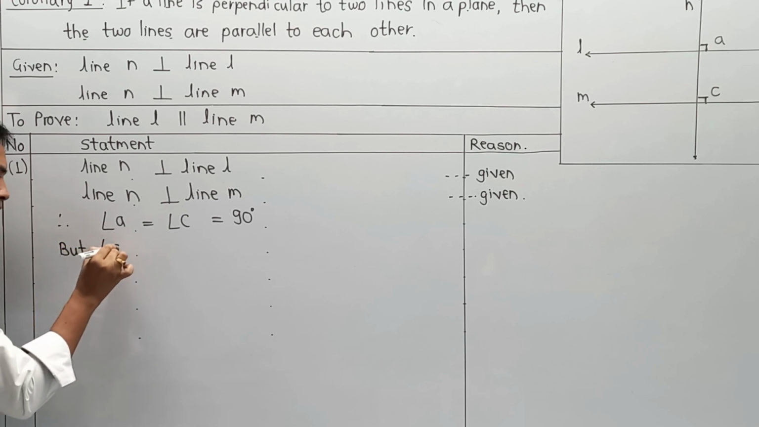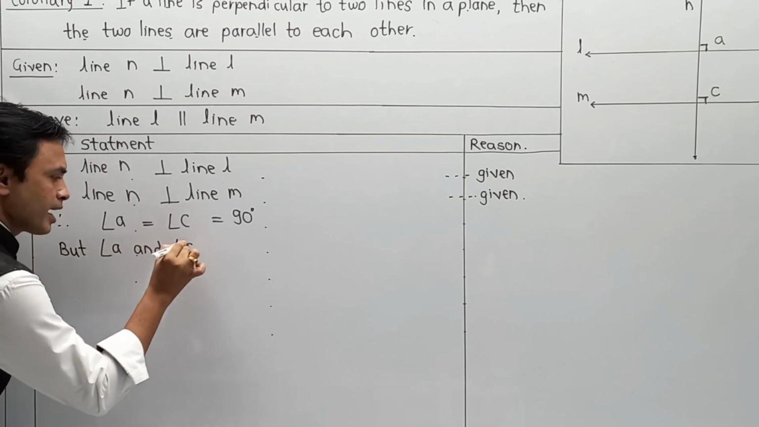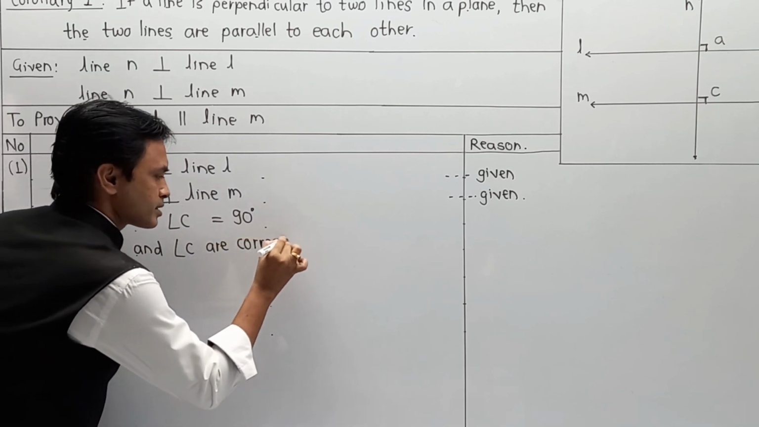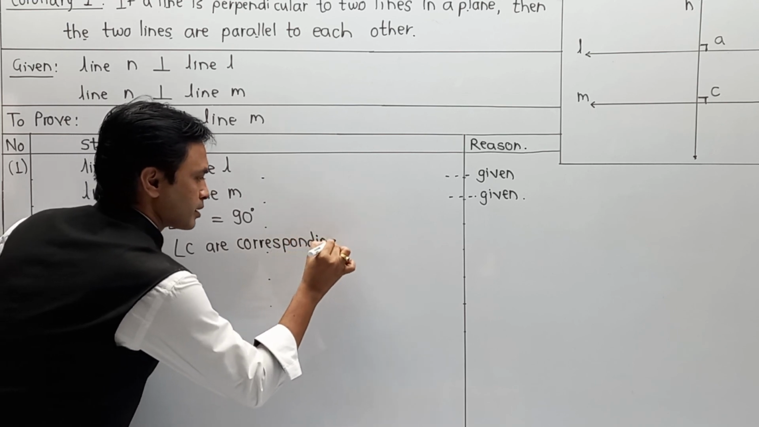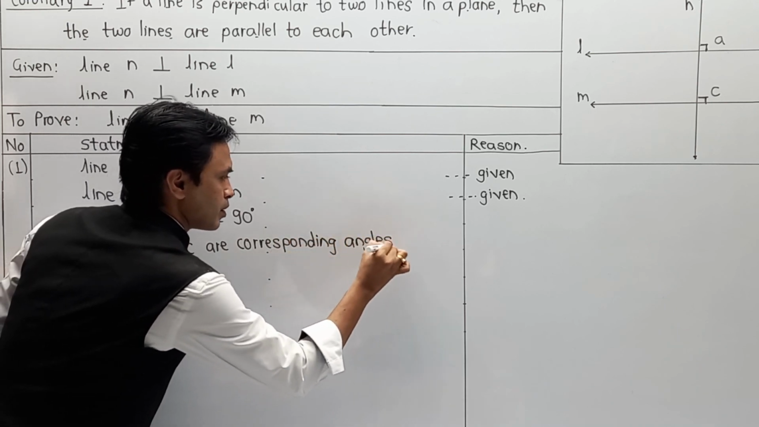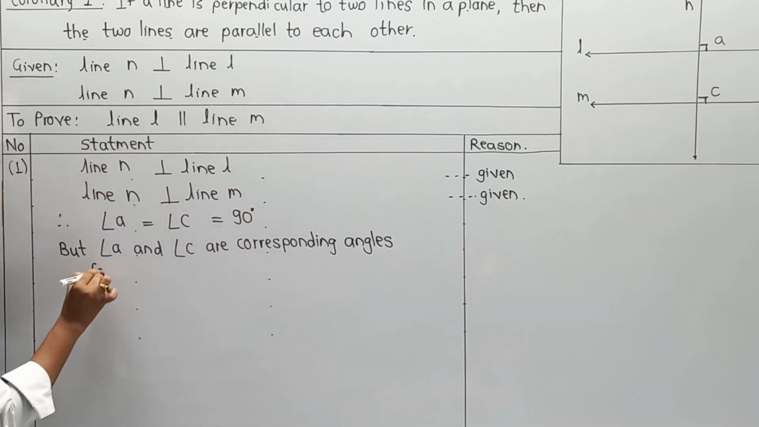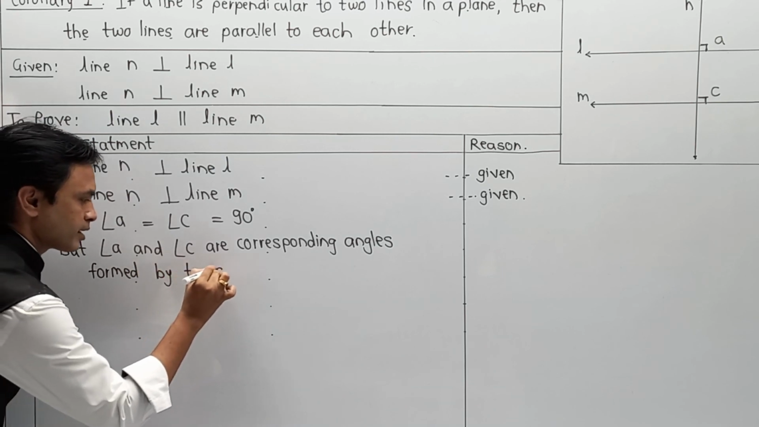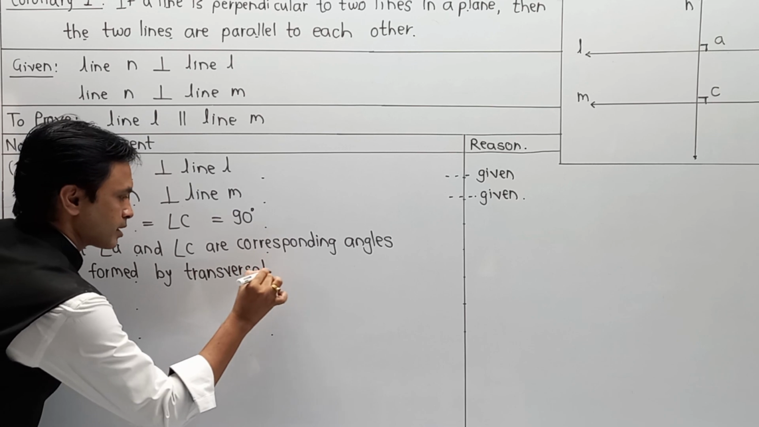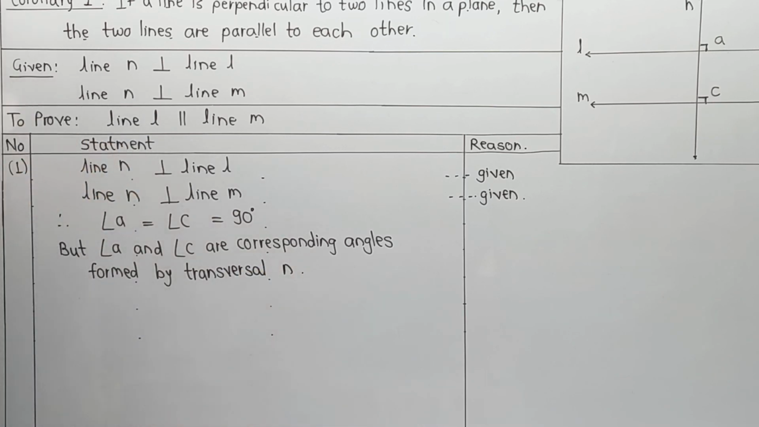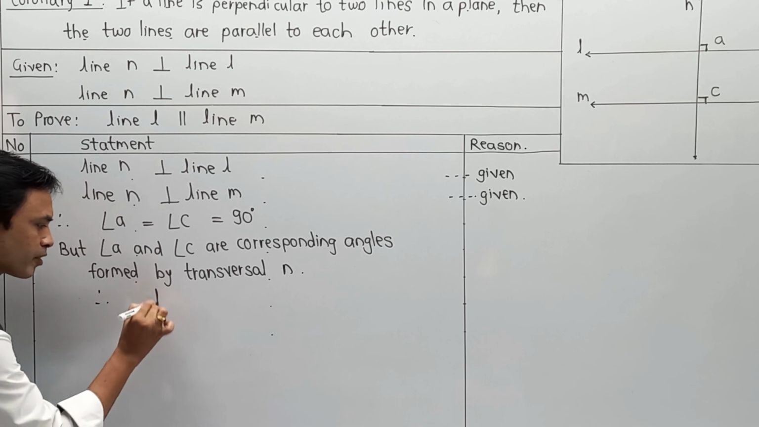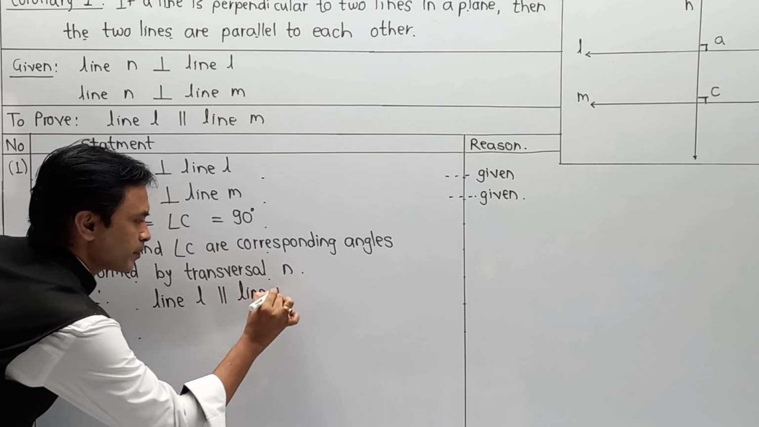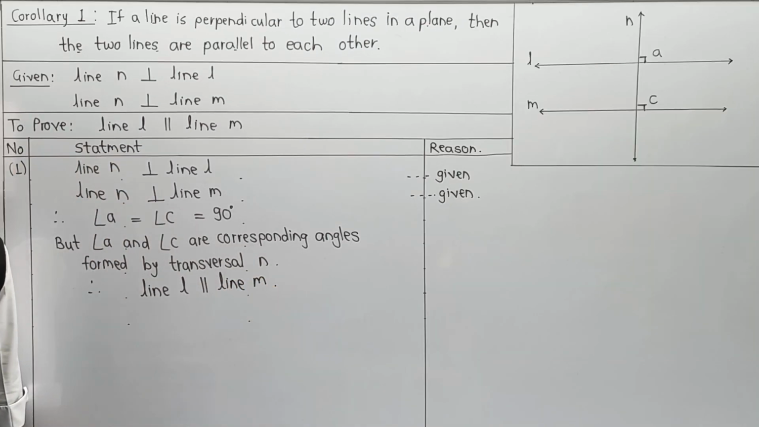But angle A and angle C are corresponding angles formed by transversal N. Naturally, line L is parallel to line M. Therefore line L is parallel to line M, and this is the corollary which is over here.